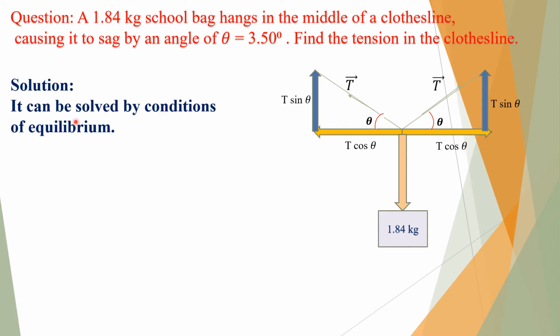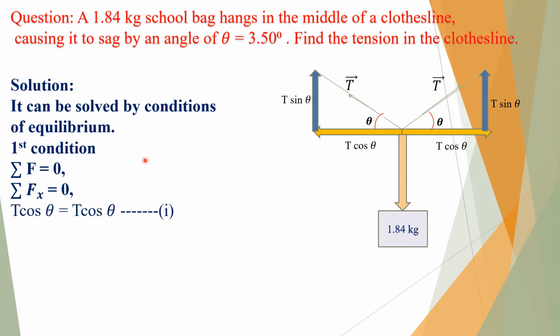Solution. It can be solved by conditions of equilibrium. We know that first condition of equilibrium is summation of all the forces is equals to 0. So summation of all the forces along x-axis must be equals to 0. So here along x-axis we have only two forces, T cos theta in this direction and T cos theta in this direction. They are opposite to each other. That's why one T cos theta must be negative and another must be positive. So they are equal to each other. Let's say it equation number 1.